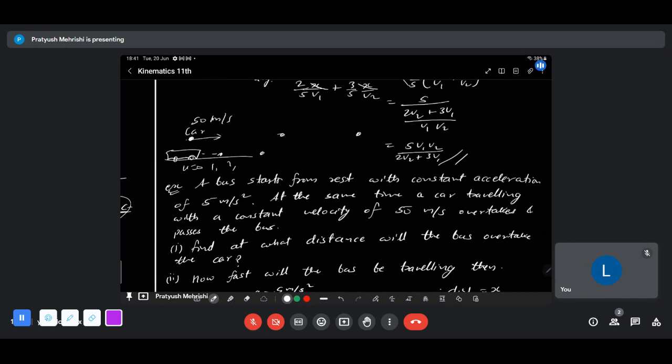See, if you want to overtake a vehicle which is ahead of you, you need to have a speed which is greater than that of the vehicle. Getting my point?